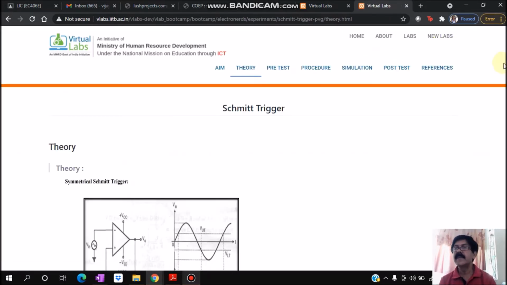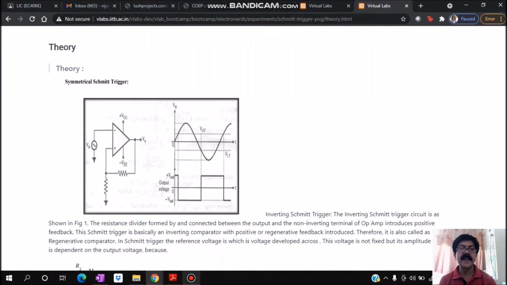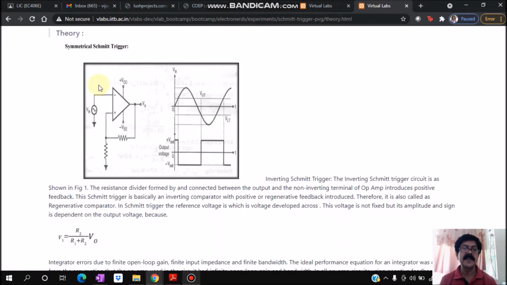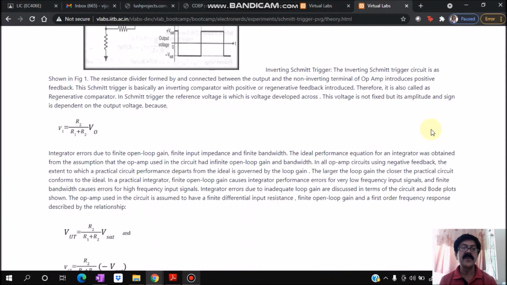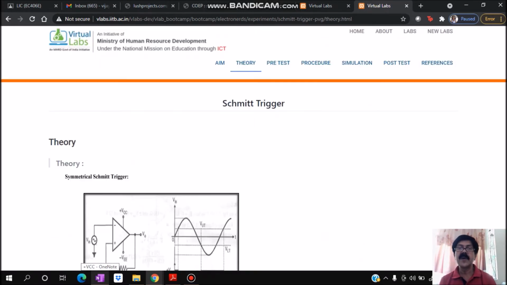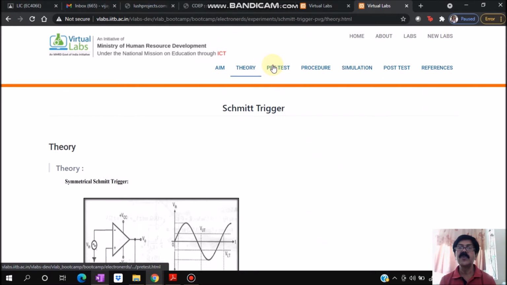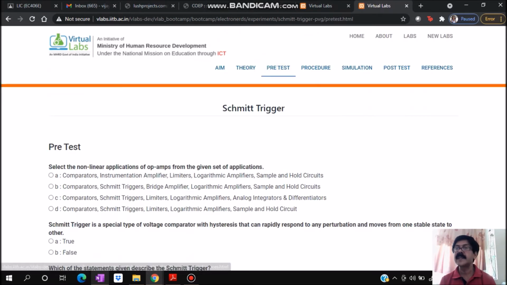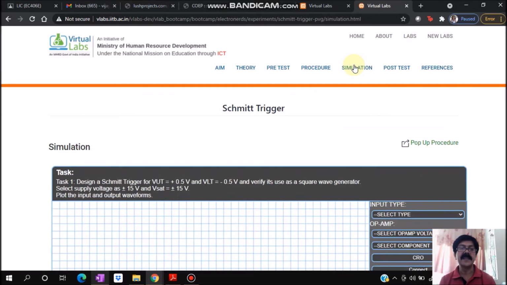And here we can see there is a theory behind this. You can see Schmitt trigger input is given at the inverting terminal and the positive feedback is there as usual. So we know there are two points, upper trigger point and lower trigger point. In this way we need to carry out the calculation. So now you can go through this pre-test procedure, etc. Now we'll go directly to the simulation.